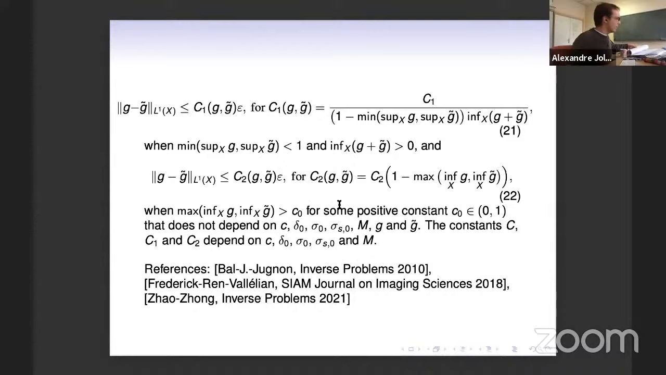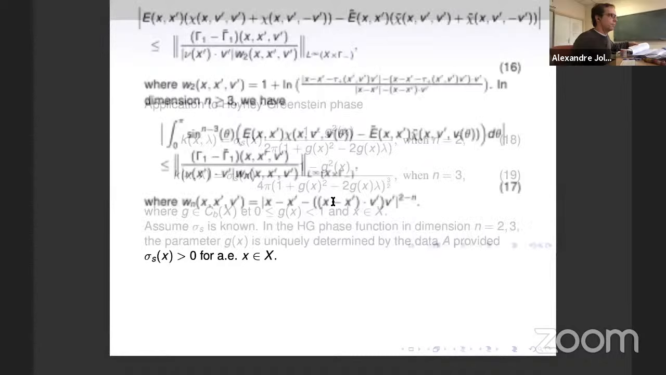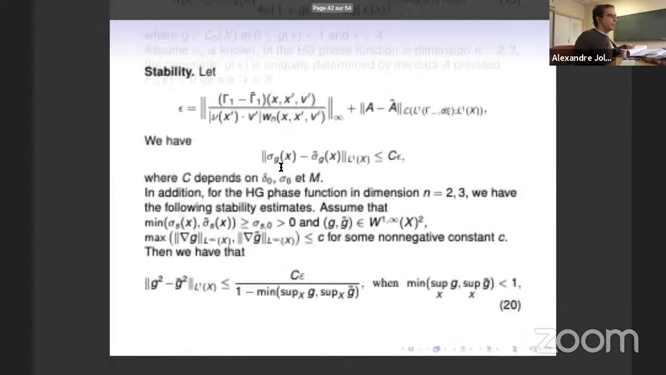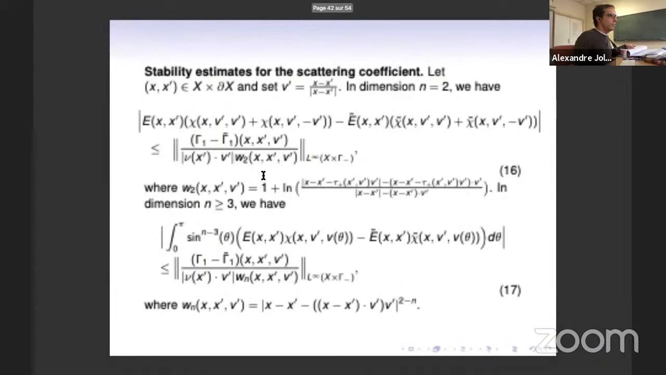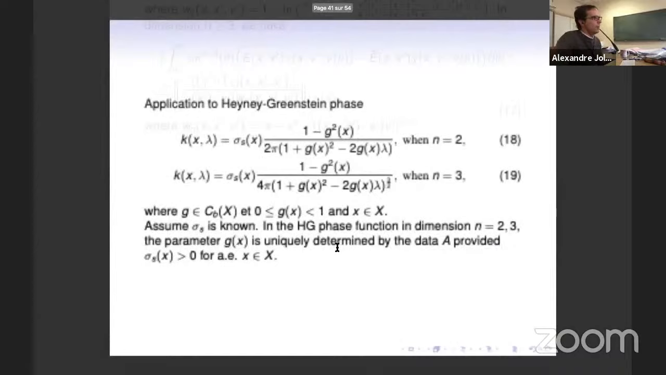So okay, I just realized, because it's not written here in the slides, but sigma g. Here I have a stability on sigma g, but in that case sigma g is just this term in dimension 2, and in dimension greater or equal to 3 it is this term. So we have some kind of stability estimates.